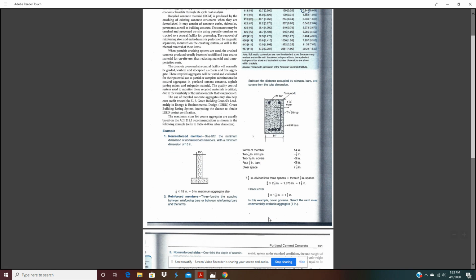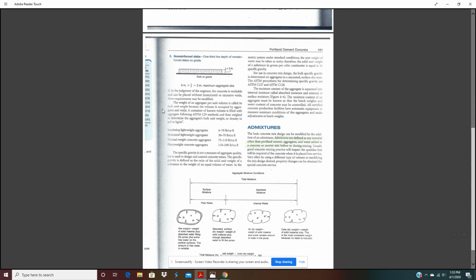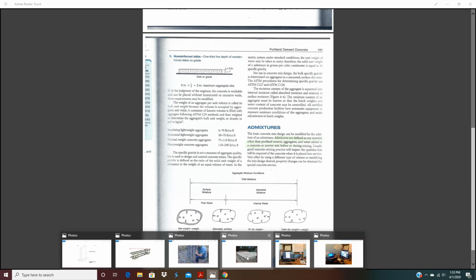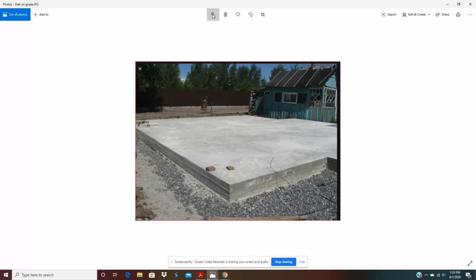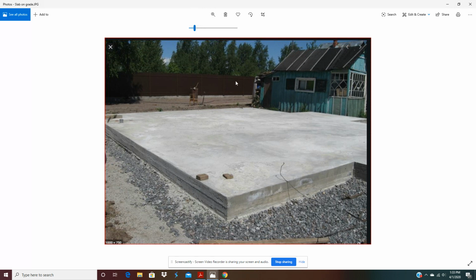Okay, so the next one would be a concrete slab. And it's pretty easy. It's 1/3 the depth of the non-reinforced slab, non-reinforced meaning there's no rebar in there. So let's look at a picture of that. Right here's a picture of a slab. If this is our house, this greenhouse, and we're wanting to build a new house, you would look at the depth of the concrete slab.